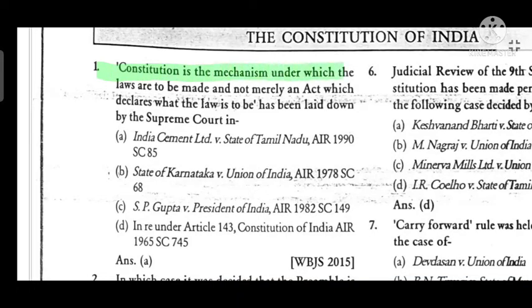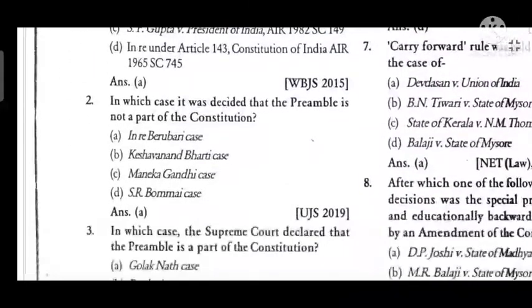Constitution is a mechanism under which law is made, and not merely an act which declares that law is to be, has been laid down by the Supreme Court in Indian Cement Limited versus State of Tamil Nadu, 1990. In which one of the following cases was it decided that the preamble is not a part of the constitution?